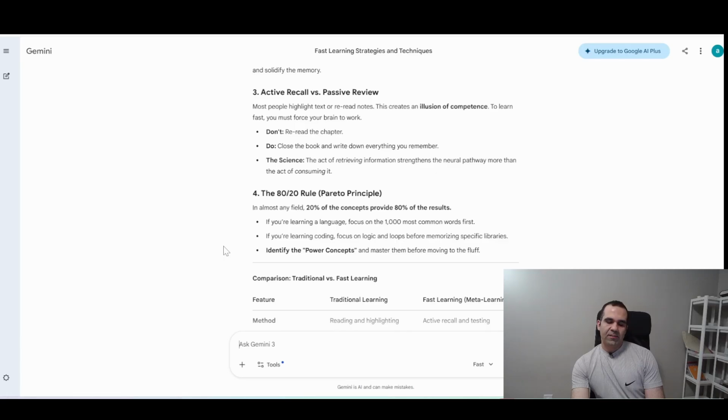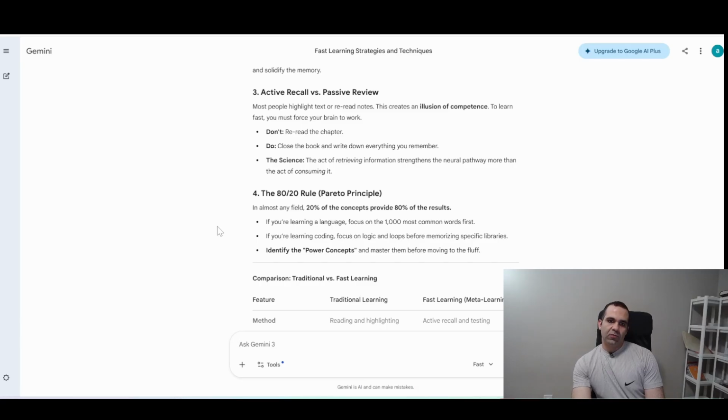Active recall vs passive review. Most people highlight text or reread notes. This creates an illusion of competence. To learn fast, you must force your brain to work. Don't reread the chapter. Do close the book and write down everything you remember. The act of retrieving information strengthens the neutral pathway more than the act of consuming it.